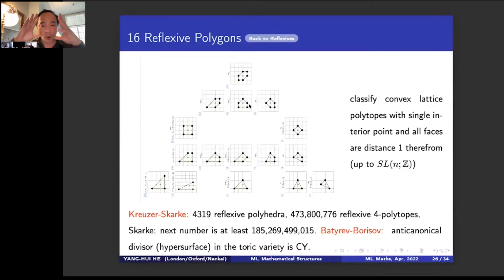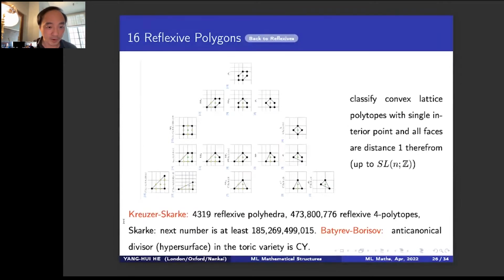How many reflexive polyhedra are there? These are polyhedra with lattice vertices, such that there's a single interior lattice point you can take to the origin, and such that all of the bounding faces are distance 1 from this. This classification problem was already unknown in the mathematics community from like the 1890s. It had to wait 100 years before physicists tackled this problem.